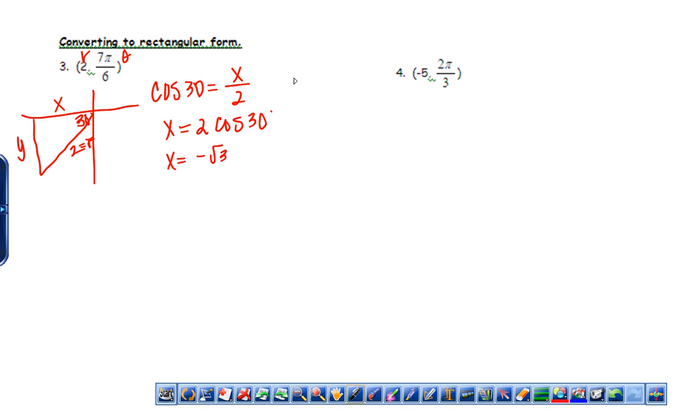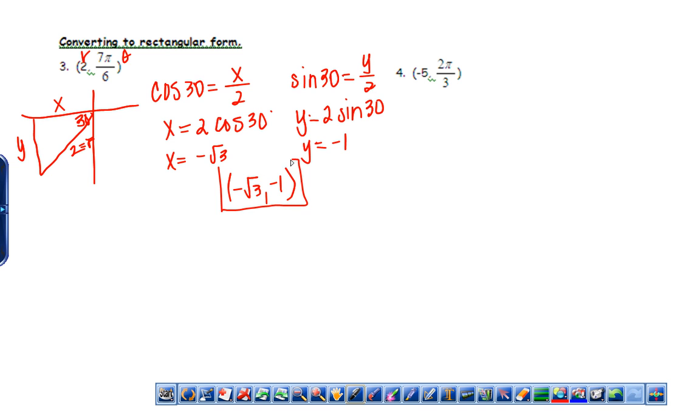Do the same thing with sine. So sine of 30 degrees is y over 2. So y is equal to 2 times sine of 30 degrees, and I found my y value to be -1. So x comma y is my new ordered pair, and this is in the Cartesian or rectangular form.